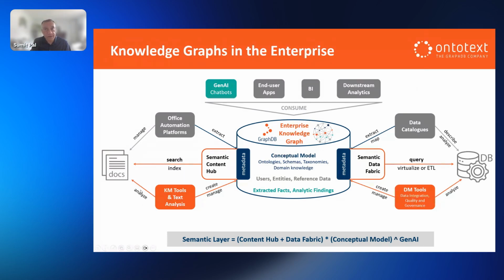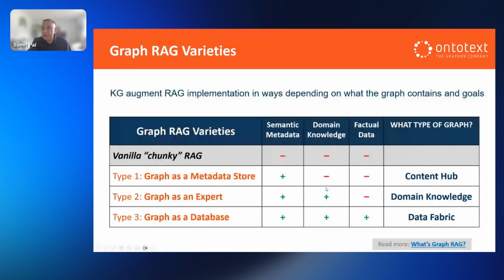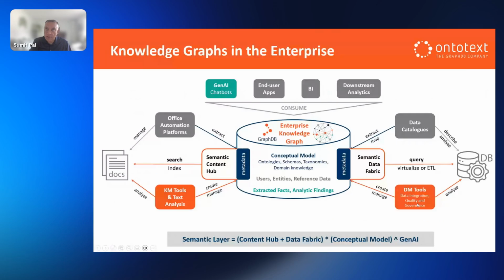Let's say, for example, drug discovery. The graph as an expert, which is the domain knowledge, is this part where all the domain knowledge, reference data, and your own domain ontologies are all mapped here in the knowledge graph.